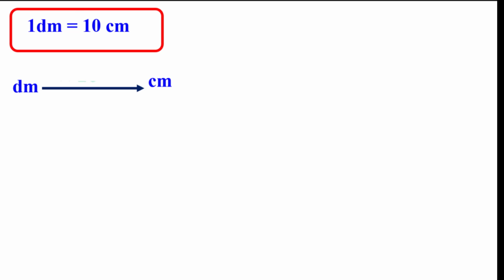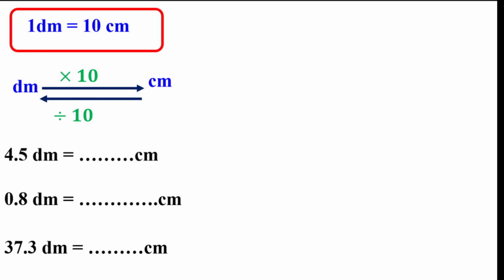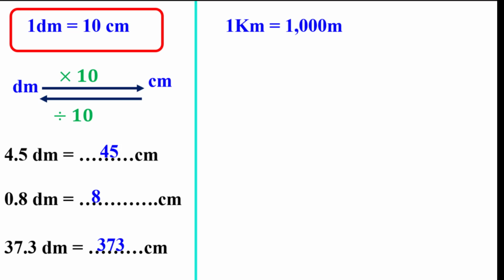We studied before that 1 decimeter equals what? Centimeter, equals 10 centimeter. From decimeter to centimeter, we will multiply by 10, and the reverse, divide by 10. He asked here, 4.5 decimeter equals how many centimeter? We have here just one decimal place. Multiplying by 10, we will get here a whole number. It will be 45. 0.8 decimeter, it will be here 8 centimeter. 37.3 decimeter equals, by the same way, 373.